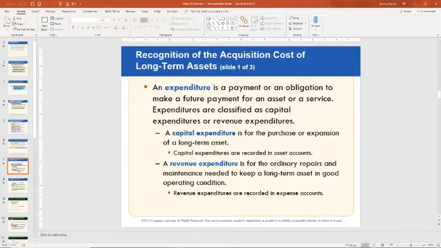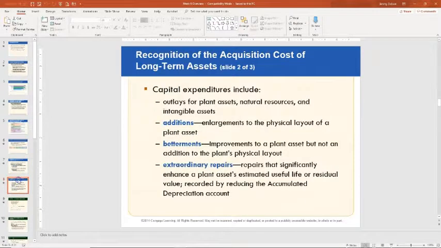A lot of the equipment that I'm familiar with in manufacturing required ongoing repair, and sometimes significant maintenance. And those costs got captured not as part of the long-term asset, but in what's called a revenue expenditure account. So capital expenditures would include, whenever you put money out to buy assets, to buy plant assets, resources, intangible assets, that's considered a capital expenditure.